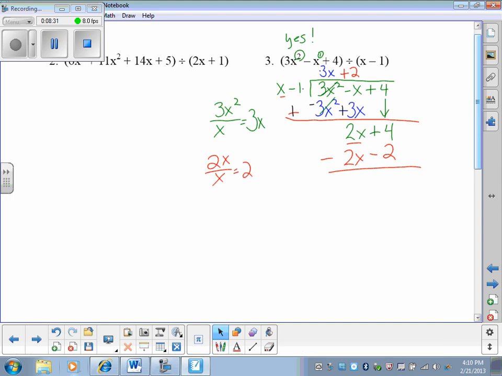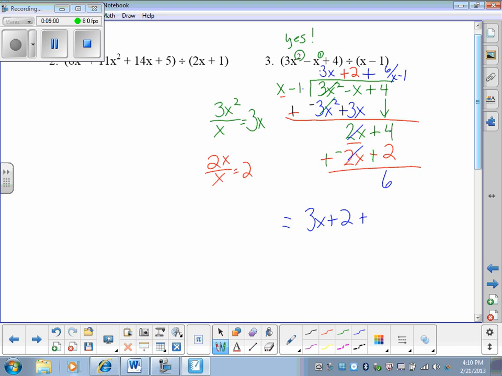Once again, I'm going to go through, because I like to do it that way. Make that addition, subtraction, addition. Then I can just add these. So these cancel, and you get 4 plus 2 is 6. 6 is my remainder, and it's positive, so it's going to be plus 6 over x minus 1. And so my answer is going to be 3x plus 2 plus 6 over x minus 1.